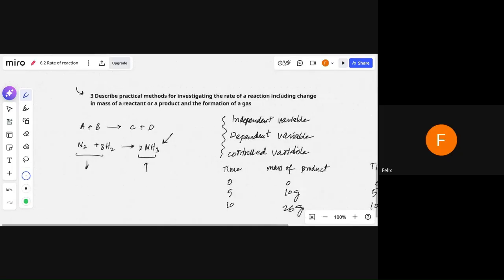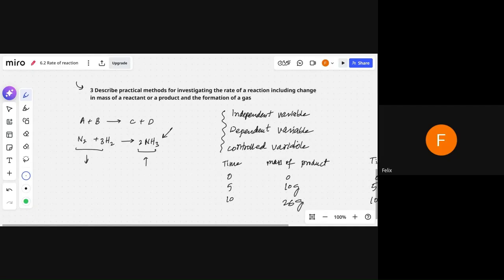Now you can imagine that if you have to measure time, you need a stopwatch, right? As a practical method, you need a stopwatch. And you need a measuring balance, because you have to weigh the mass of the product produced, or the mass of the reactant being consumed. So we need a measuring balance, right?